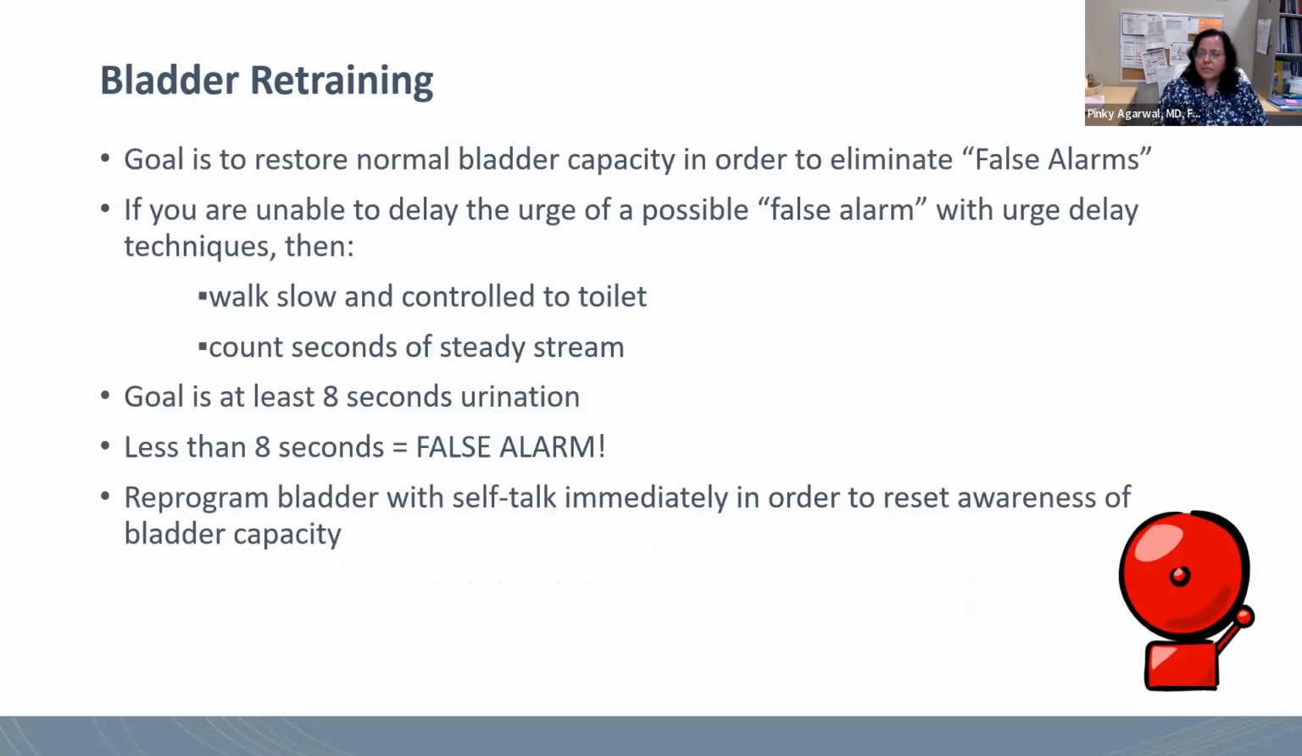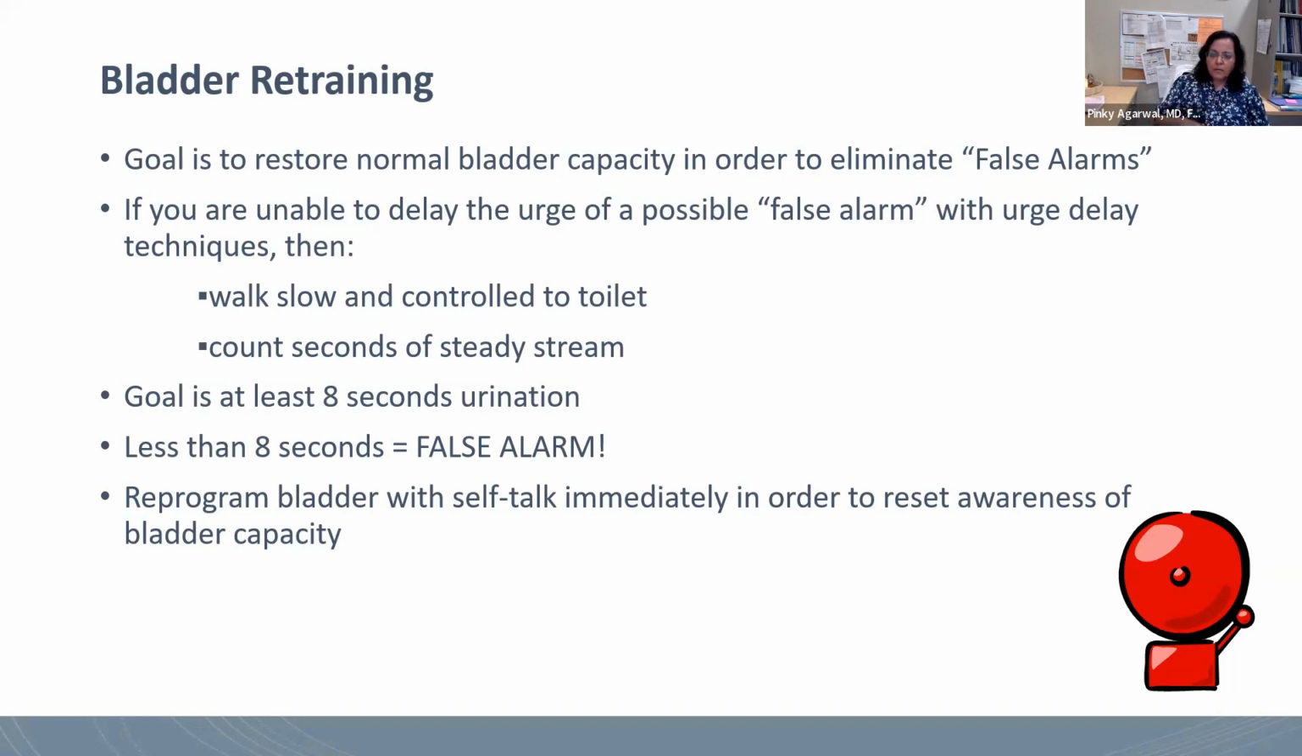Bladder retraining is a useful way to manage urge and frequency symptoms. The goal of bladder retraining is to restore normal bladder capacity in order to eliminate the false alarms that you may be experiencing. If you're unable to delay the urge of a possible false alarm with the previous urge delay techniques, then at that time, you should walk slowly and controlled to the toilet. Again, do not rush to the toilet, and count how many seconds of steady stream urination occurs. Your goal is an at least 8-second urination.